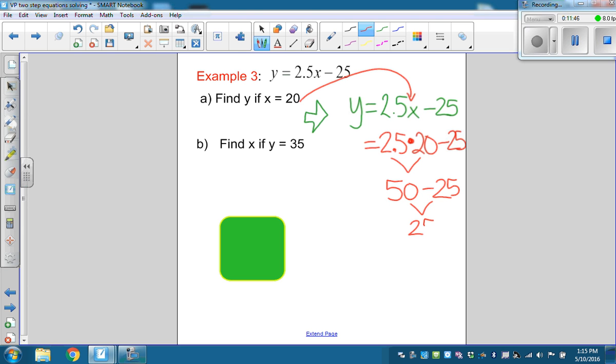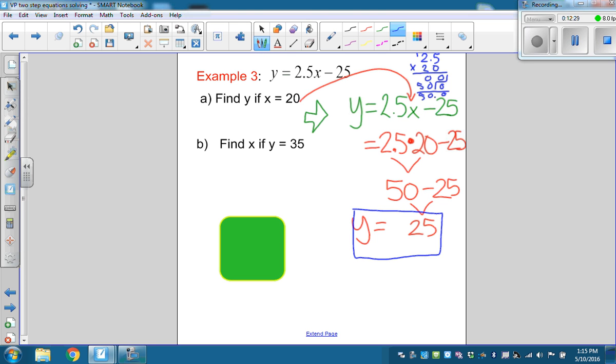So my final answer, y equals 25. If you didn't follow the mental math that I did to get the 50, you could just check it up here, 2.5 times 20. Put in your placeholder. 2 times 5 is 10, carry the 1. 2 times 2 is 4, plus 1 is 5. So 1 decimal place, and we get 2.5 times 20 is 50. That's the final answer for part A.